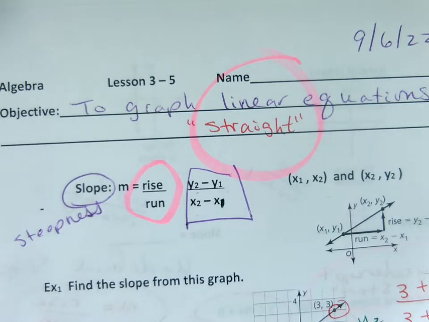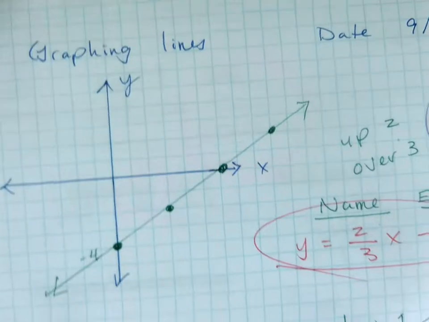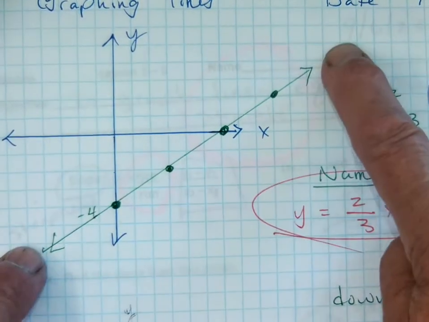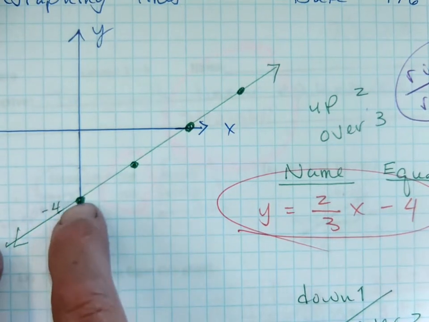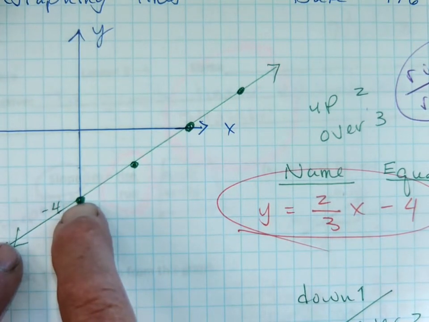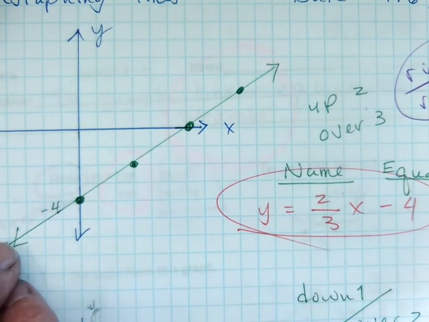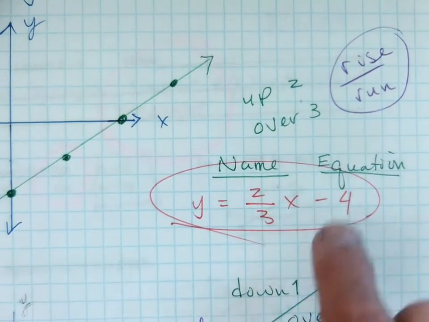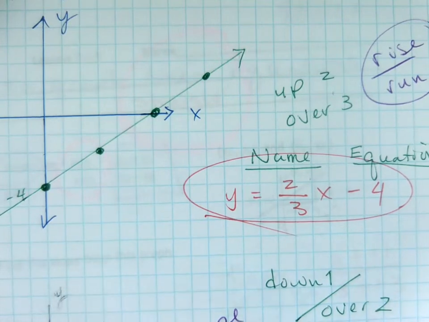First of all, we talked about graphing lines, and I started off with graphing lines on a piece of graph paper. We graphed a line and looked at the line itself. We realized it started at -4, which is its y-intercept, and then it went up 2 over 3. That's the slope, up 2 over 3. Slope is rise over run, up 2 over 3, start at -4.